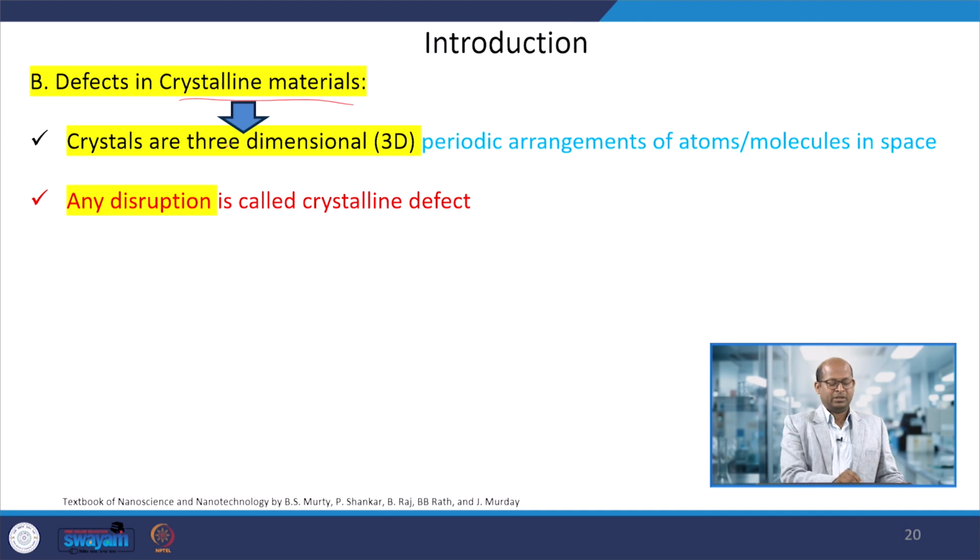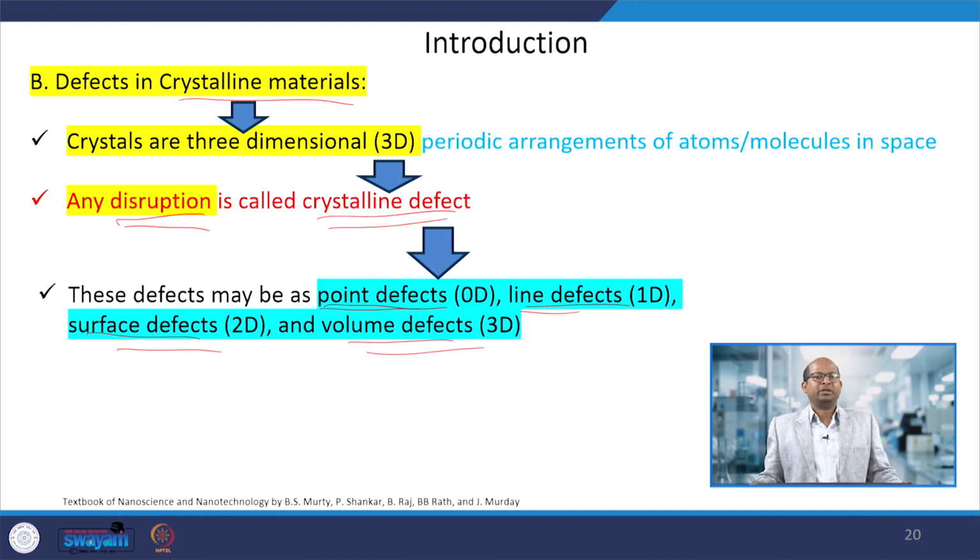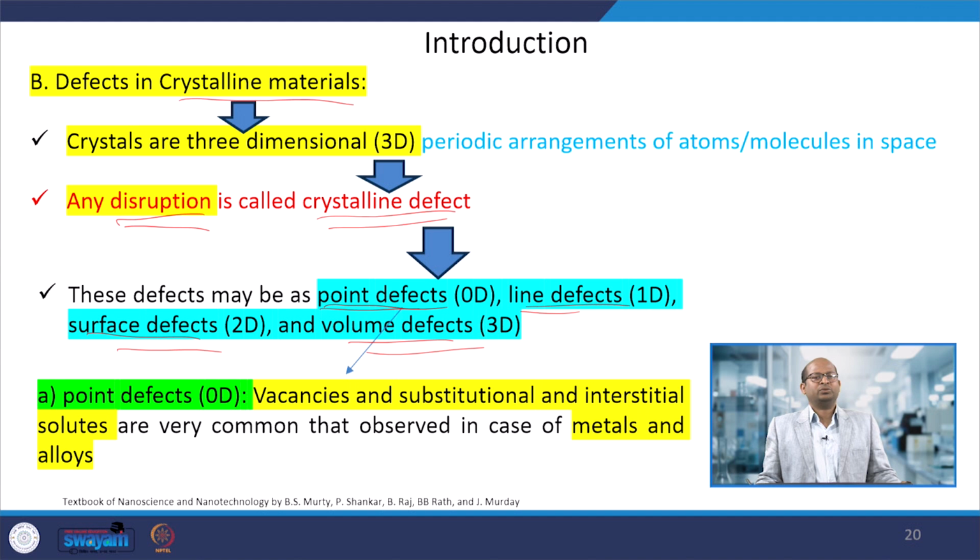In crystalline materials, we will discuss what the different types of defects present are. There are point defects, line defects, surface defects, or volume defects. Any kind of disruption in crystalline materials is called a crystalline defect. It may be 0D, 1D, 2D or 3D, depending upon the material and its preparation. We can eliminate those defects by converting the crystalline material into nanocrystalline material.